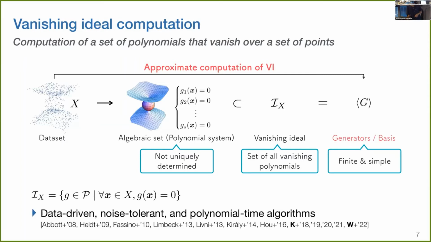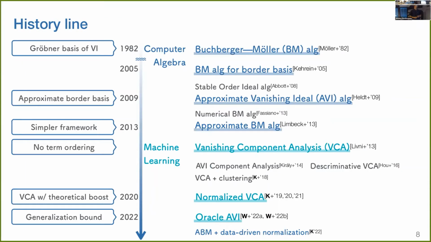So in particular, I put "approximate" there because, as I said, the data set is typically noisy, and this is kind of a young topic. People only started talking about approximate computation of vanishing ideals in the last decade, but there are a lot of algorithms developed. Okay, so this is the history line.